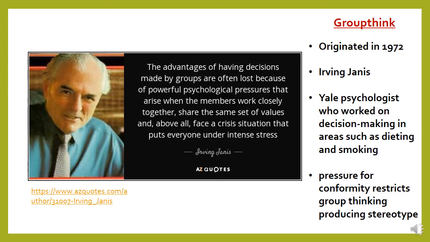So I think it's good to get a historical perspective on where this theory comes from and who originated it. So, as the slide shows, it originated in 1972, and the main person associated with this theory of groupthink is Irving Janis, a Yale psychologist who worked in areas of decision making around dieting and smoking. So let me just read the quote to you that is attributed to him. The advantages of having decisions made by groups are often lost because of powerful psychological pressures that arise when the members who work closely together share the same set of values and, above all, face a crisis situation that puts everyone under intense stress. So we're going to unpack that as we talk about how groupthink comes about.